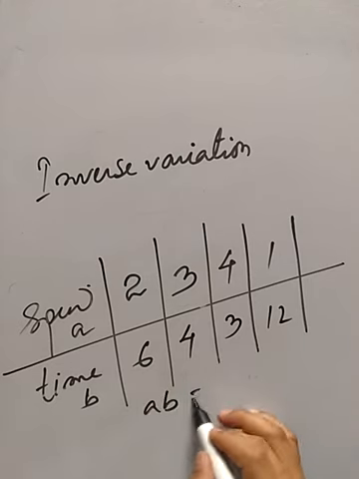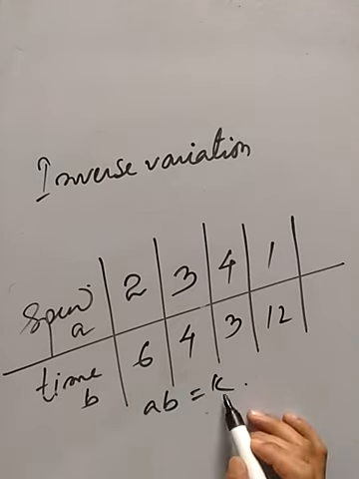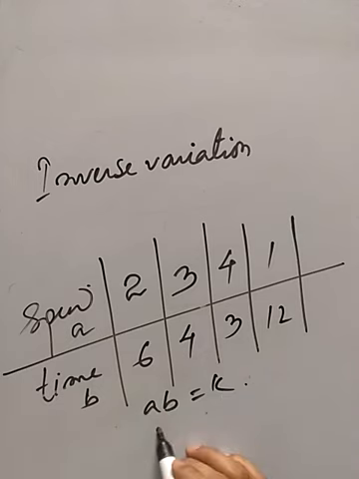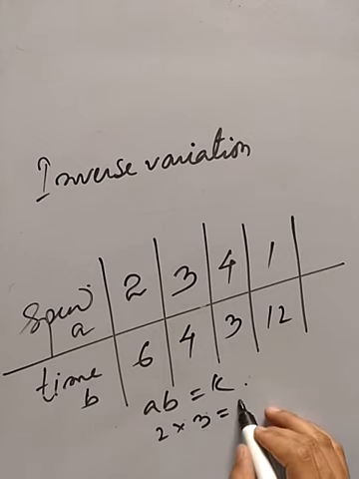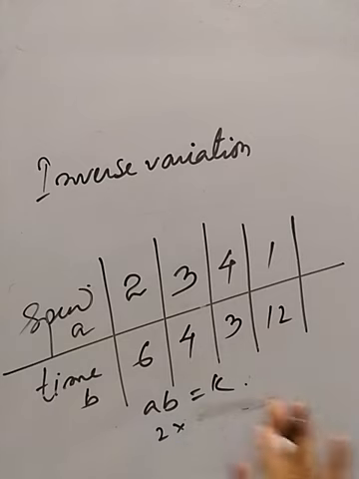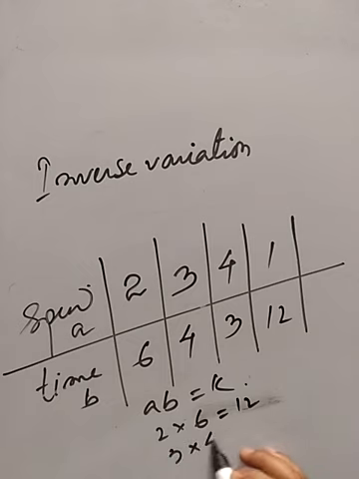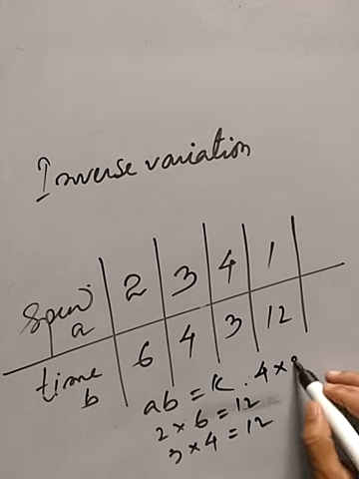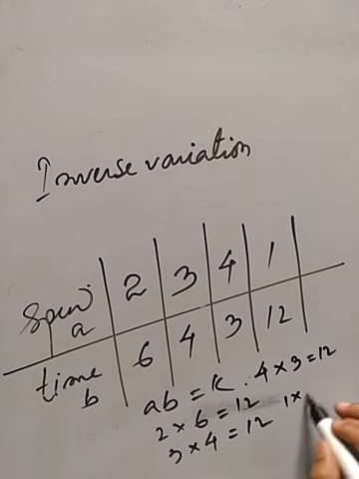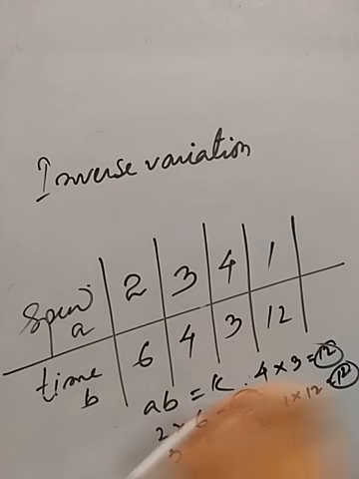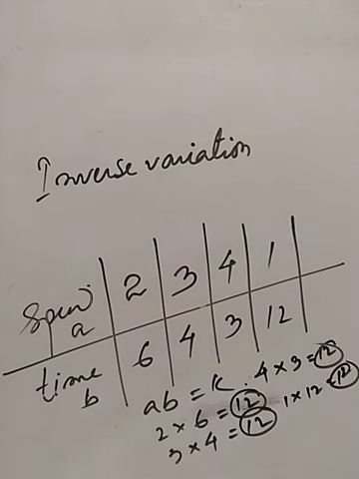So here A into B is K. K means I'm talking about the constant of variation. Here 2 into 6, you'll get 12. And then 3 into 4, you'll get 12. Similarly, 4 into 3, you'll get 12. 1 into 12, you'll get 12. This 12 is what you call the constant of variation.